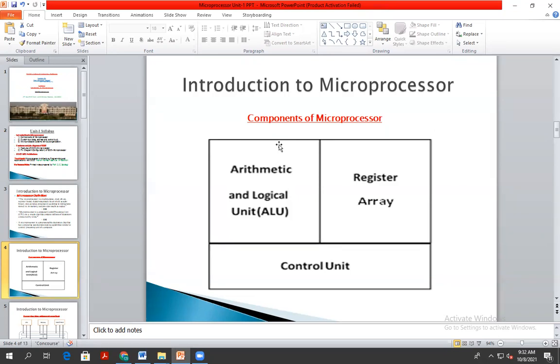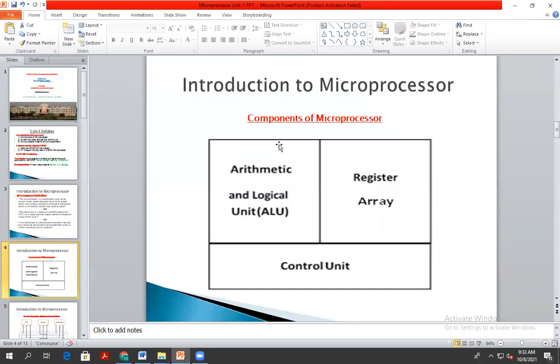The components of a computer are everything related to the computer: the keyboard is one component, the mouse is one component, the monitor, the speaker, the printer are components. These are all peripheral connected devices. Like that, in the microprocessor also, whatever is related to the microprocessor chip and whatever functionality happens in the microprocessor, we call those components. For the functioning or working of a microprocessor, what do we need?